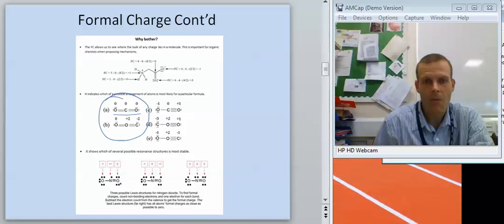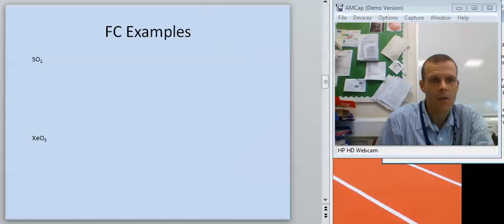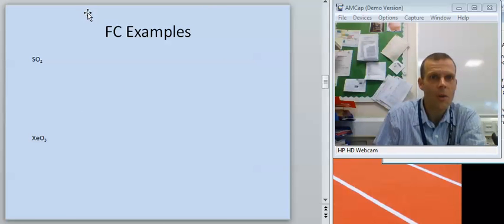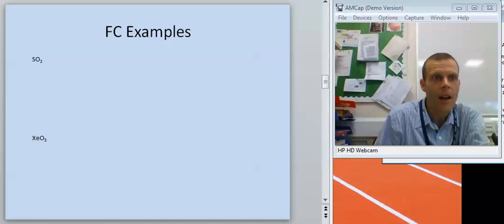Likewise, when we talk about resonance structures, different representations of the same molecule, when we shift some of the bonds around, we can see which is the most stable resonance structure by working out formal charges. And again, if they're zero or as close to zero as they can be, that's going to be our favoured structure. So, some examples. I suggest you maybe pause and then have a go.